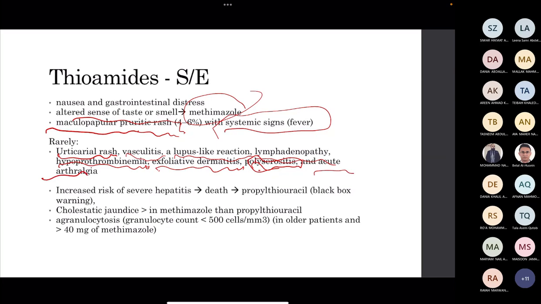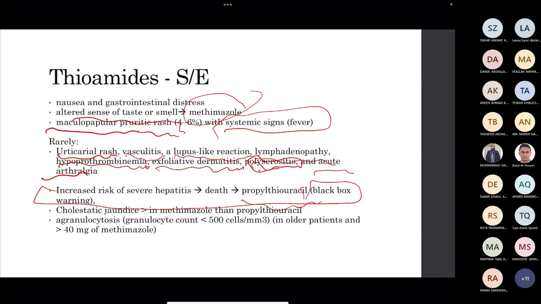As we said, propylthiouracil has more tendency to cause acute hepatitis, and that's why it has a black box warning on its product. A product with a black box warning means that it has a serious complication or side effect, something that could lead to hospitalization or mortality. Definitely you discussed that in some courses.